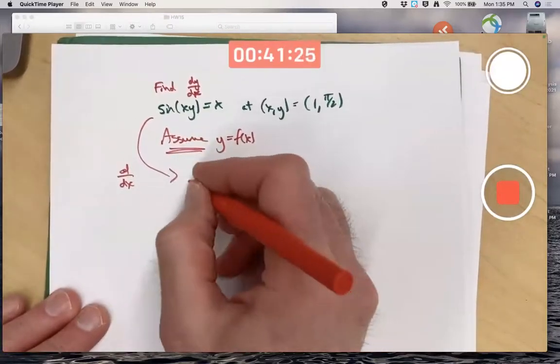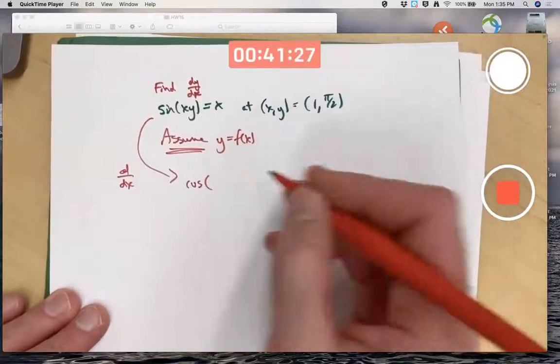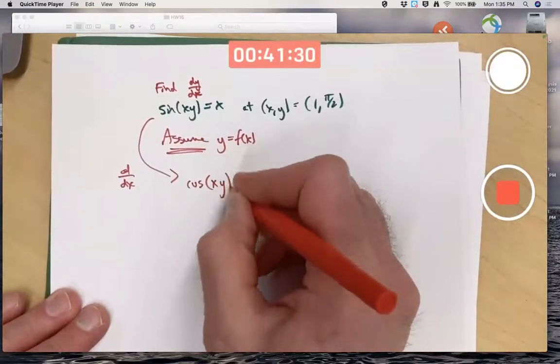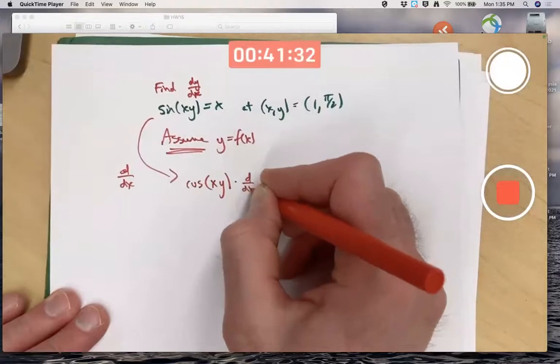So the derivative of sine is cosine. So you get a cosine, but I need the chain rule too. I need to plug in the inside function, then multiply times the derivative of the inside function.